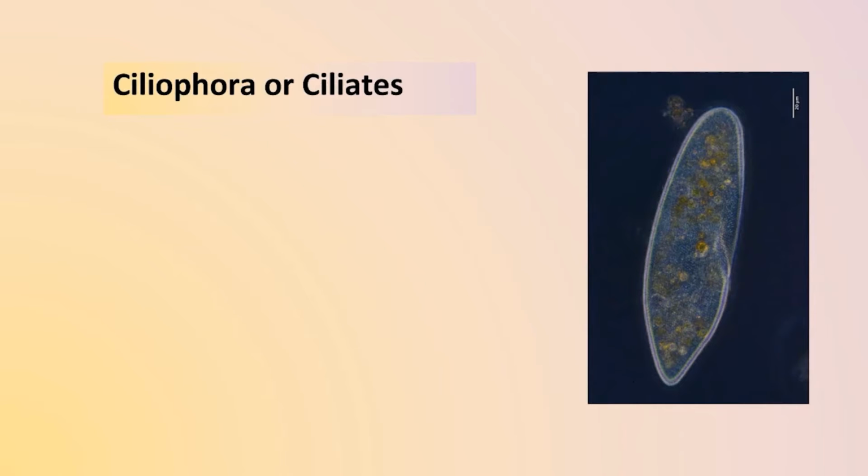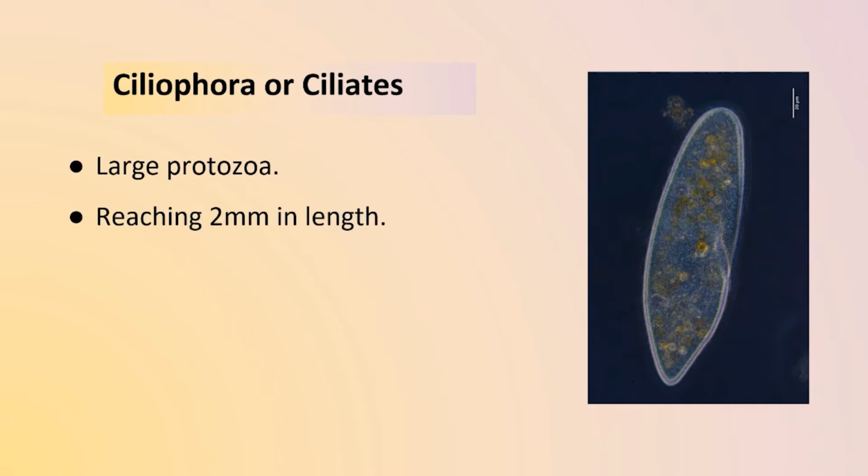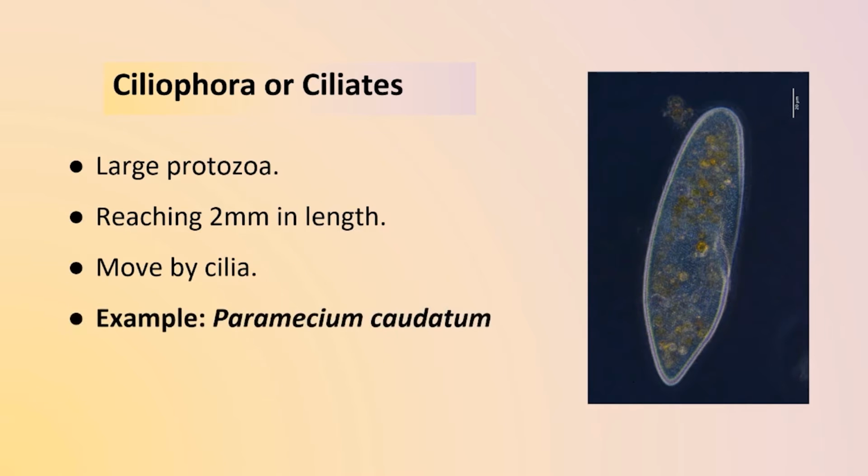Subphylum Ciliophora or Ciliates. The organisms under the subphylum Ciliophora are large protozoans. They might reach about 2 mm in length. Their locomotion is by cilia. The best example for subphylum Ciliophora is Paramecium caudatum.